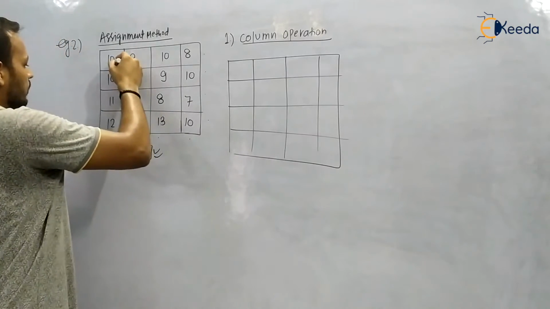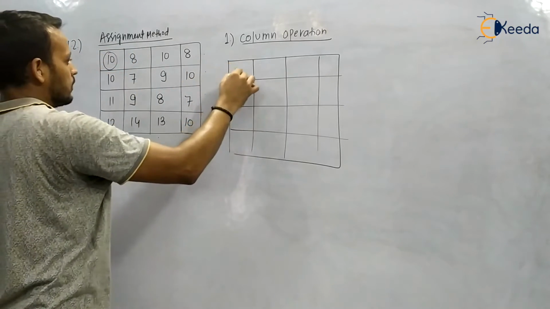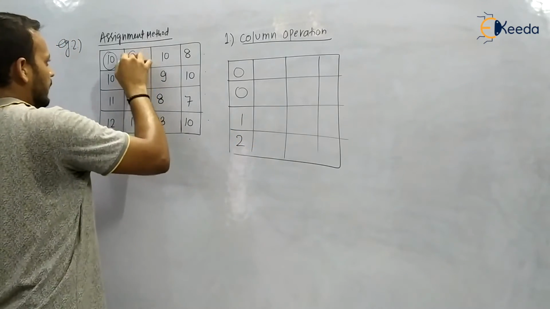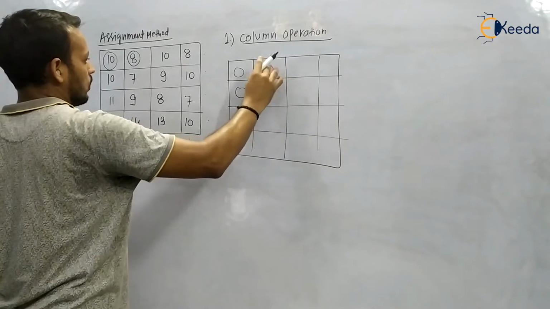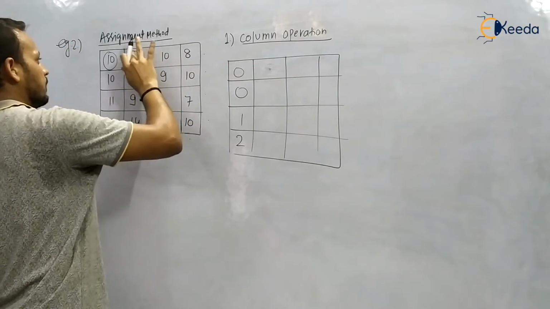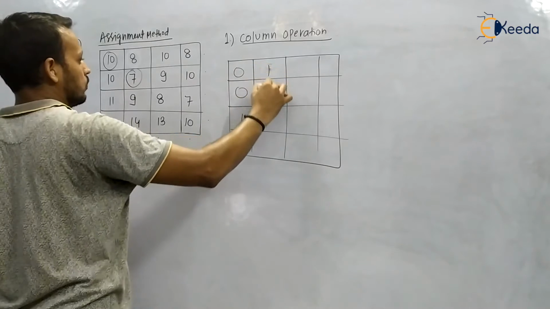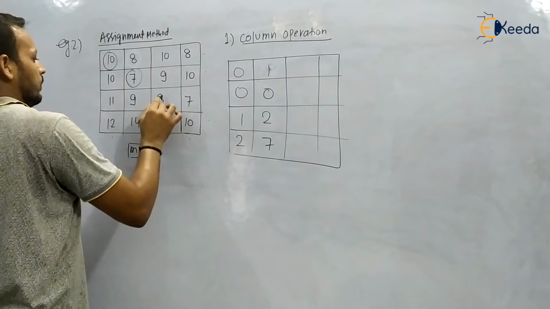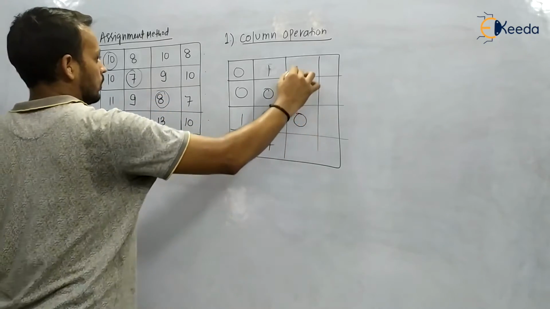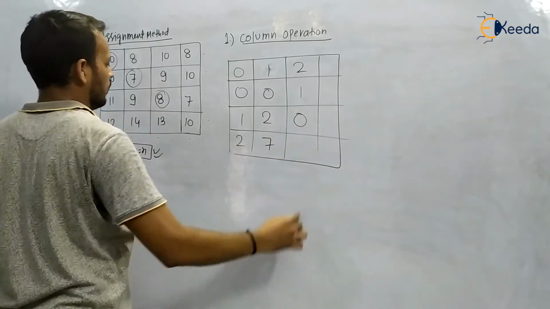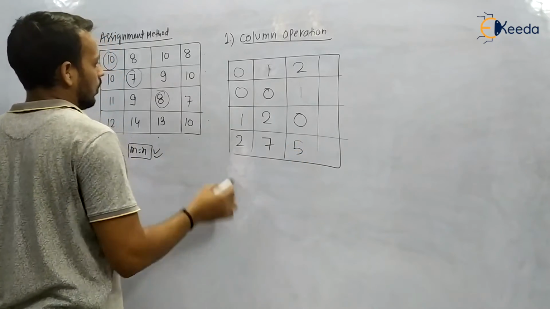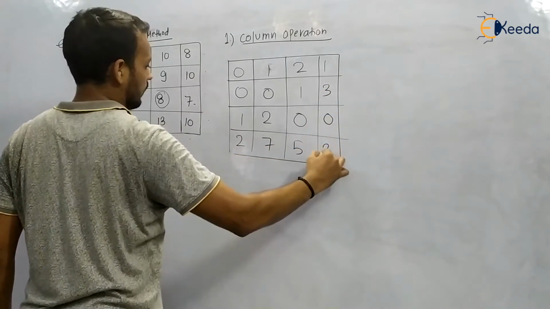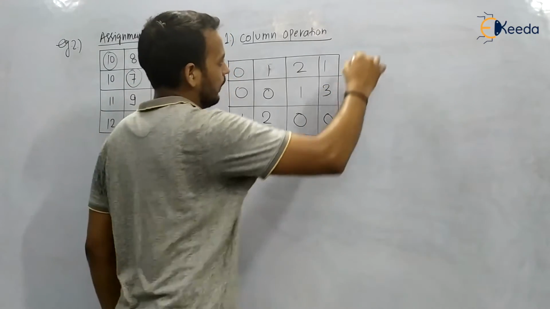So going for the column, this 10 is the minimum, so this is 0 0 1 and 2. Now this 7 is minimum, so this is 1 0 2 and 7. Now look here, this 8 is minimum, so this is 0 2 1 and 5. Now look, this 7 is minimum, so 1 3 0 and 3.